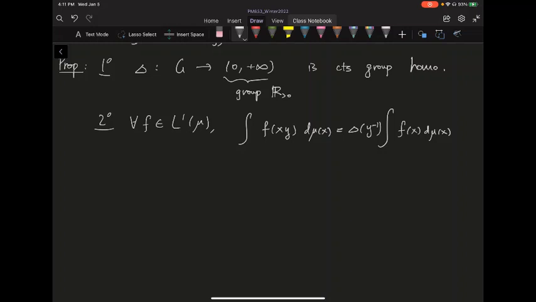Okay, you need to add this delta of y inverse. So that's kind of the idea behind the modular function. So let's do the proof. First of all, let's show it's a group homomorphism.